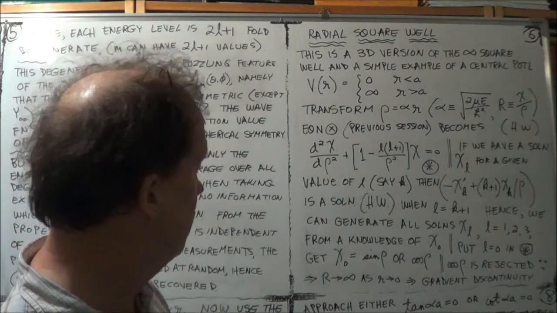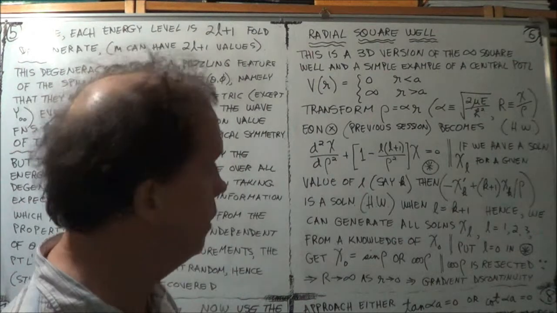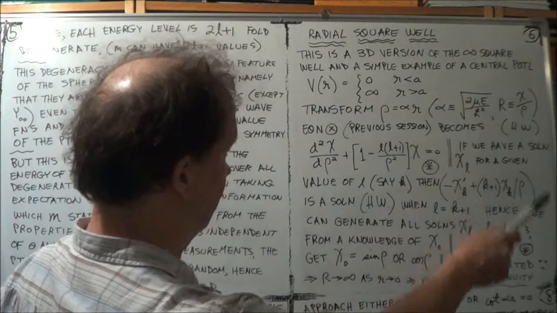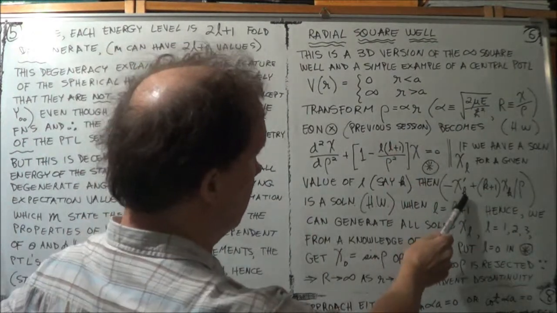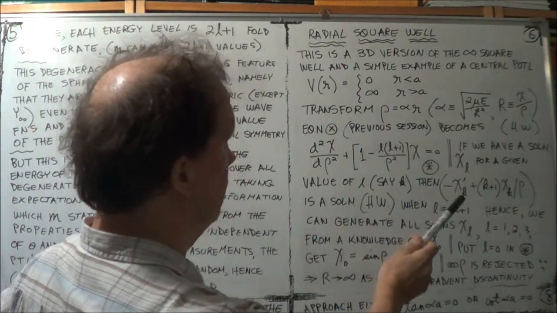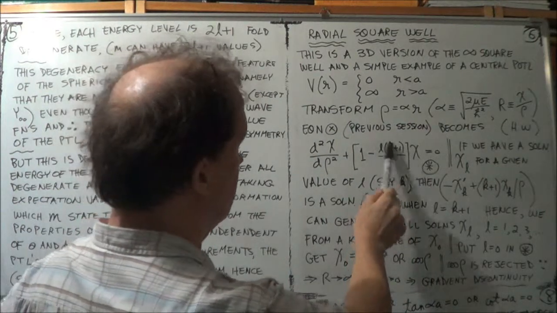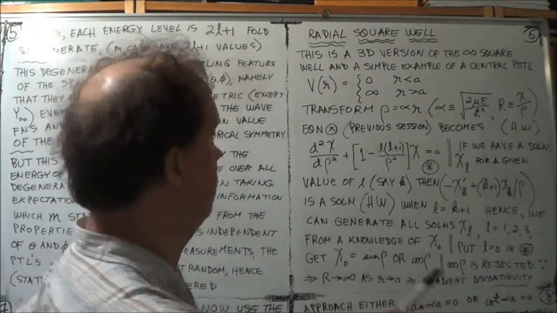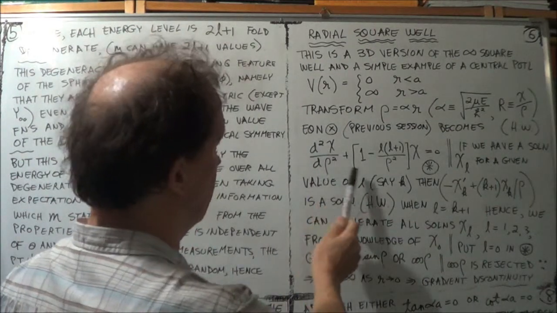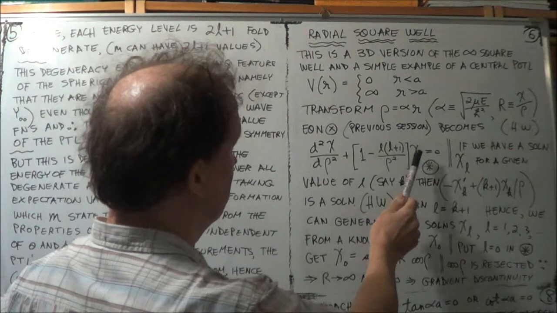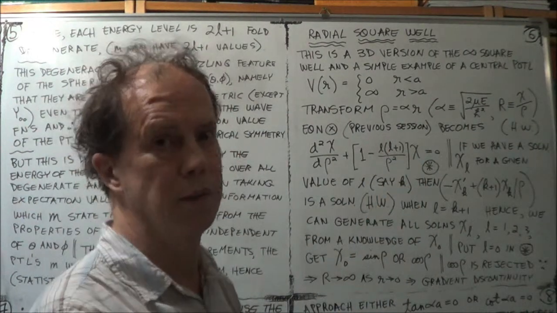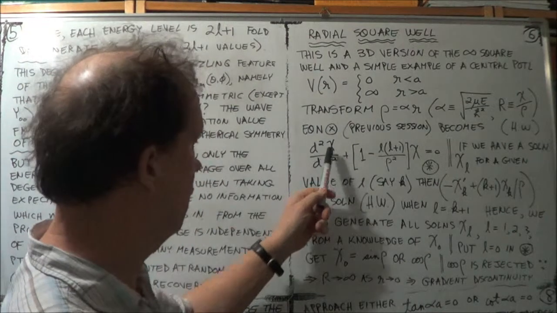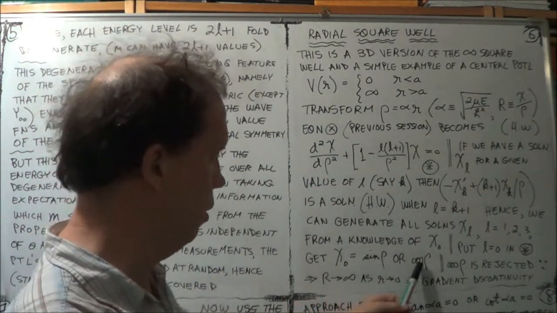Okay. So what is chi of 0? The lowest term. Well, chi of 0 means k is 0, which means L is 0. So this whole term just drops out, and you've got a particularly simple equation: d squared chi by d rho squared plus chi equals 0. Well, that's just the simple harmonic equation. So chi is either sine rho or cos rho.